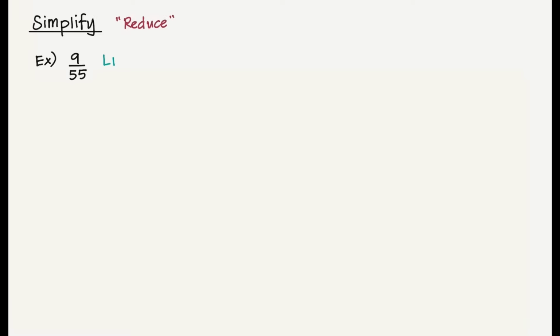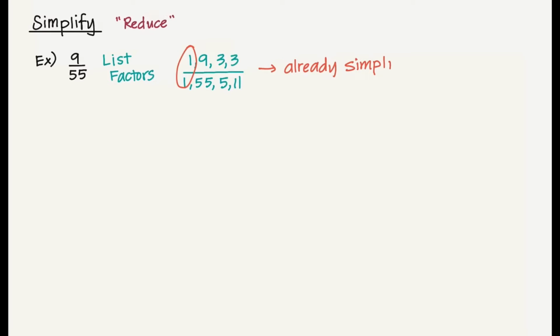So 9 over 55. If I don't know what they have in common, I'm going to list the factors. So for instance, I can multiply 1 times 9 to give me 9, or also 3 times 3. Or for the bottom number, 55, I can do 1 times 55, or 5 times 11. This is what I mean by listing the factors. And then I want to see what they have in common. And since they only have the number 1 in common, that means that it's already simplified. There's nothing greater than the number 1 that I could divide the numerator and the denominator by.